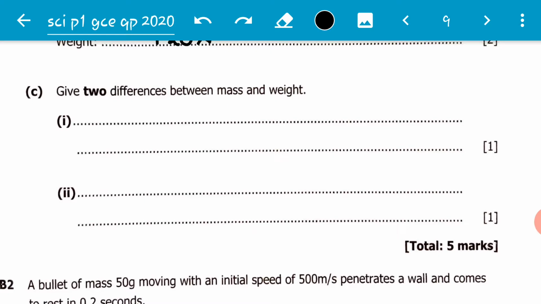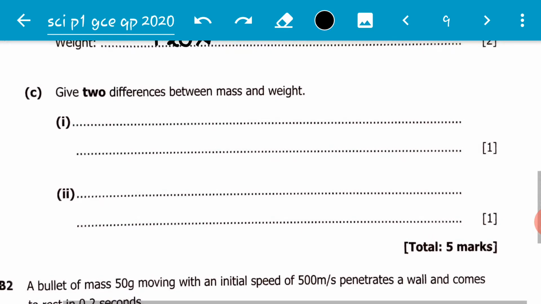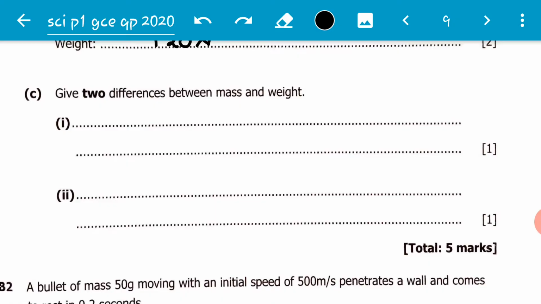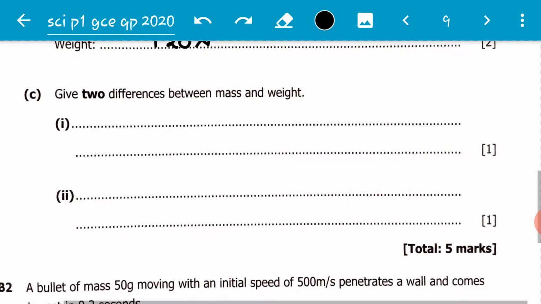The other can be that mass is measured using a beam balance, while weight is measured using a spring balance. Remember, mass is measured using a beam balance, while weight is measured using a spring balance. The other one can be that mass is constant while weight changes from place to place.